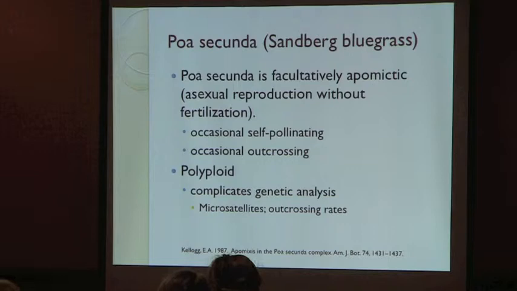It's polyploid. This probably allows it to be more plastic out in the world, but unfortunately this does complicate genetic analysis. I really wanted to do microsatellite analysis to get at these outcrossing rates, and that would be quite complicated to do. I'm not sure it could be done. It has a strong potential for failure, so we kind of didn't go there.